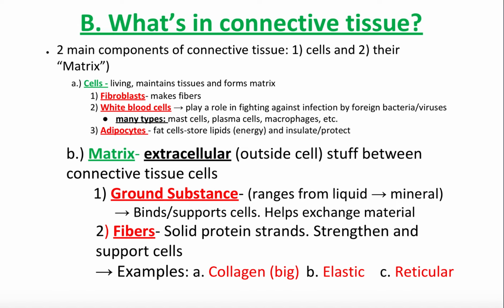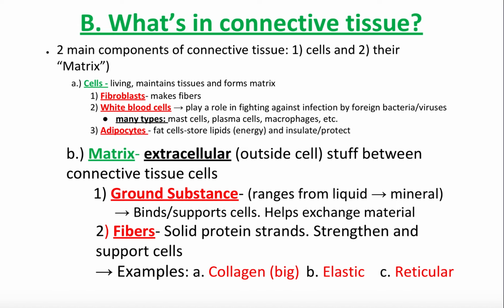Fibers, though, are found in all of them, even blood. But blood just doesn't have as much fiber as, for example, your bones or your tendons. Those are solid protein strands, and what they do is strengthen and support your cells. In blood, they make the blood fluid itself a little bit thicker. But in your bones and your tendons, they're literally attaching things together all throughout and making them solid.